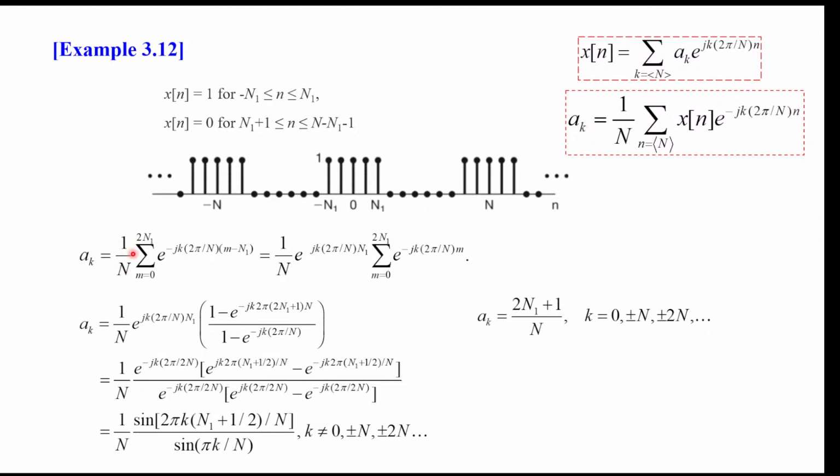So a_k is the summation, summing over one interval. Instead of n we write another index, because we want to do a change of variable later. We sum over one interval of x[n] times e to the minus jk omega naught n.